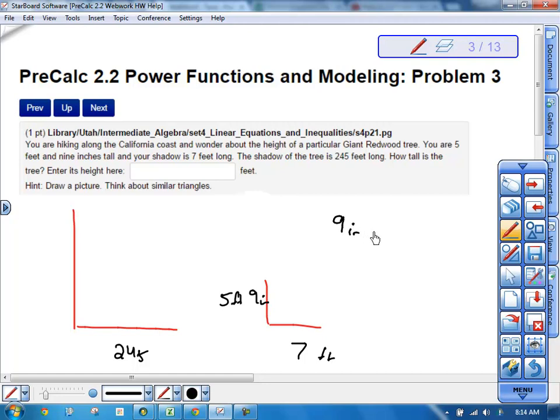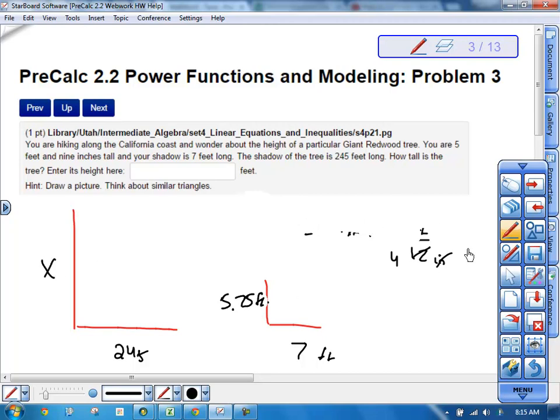So 9 inches, let's get that in feet, multiplied by 1 foot over 12 inches. Inches cancel. And you can simplify 9 over 12. 3 goes into 9 3 times and then 12 4 times. So it's 3/4 of a foot or 0.75. This is going to be 5.75 feet.